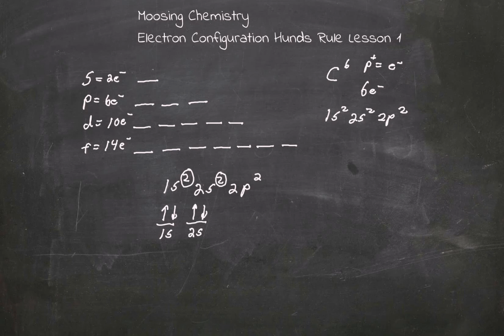Now, with 2p, there are 3 orbitals. So we're going to call them 2px, 2py, and 2pz. We're going to go an up arrow, up arrow. And again, we're not going to fill anything in the z because we don't have any more electrons. We ran out of electrons, but we still have to have it there because it does exist.